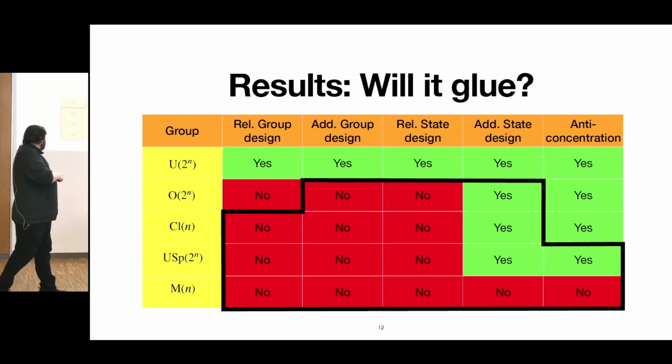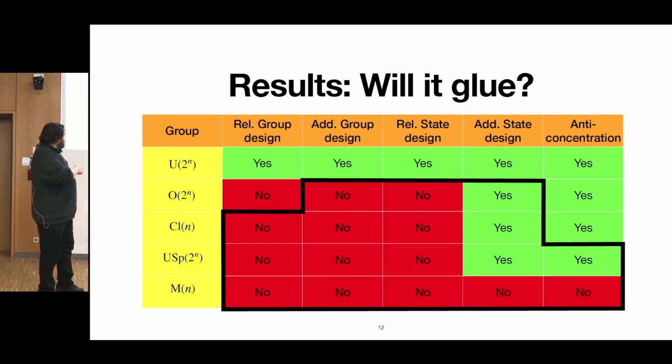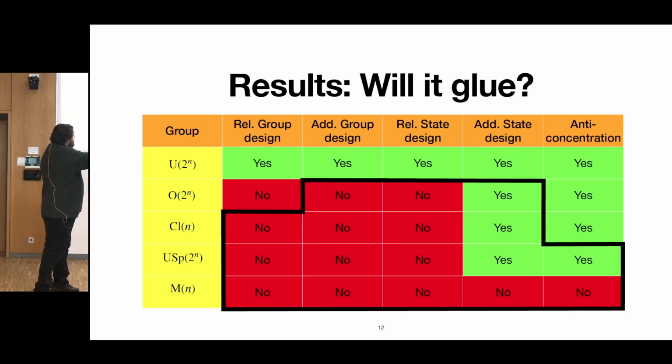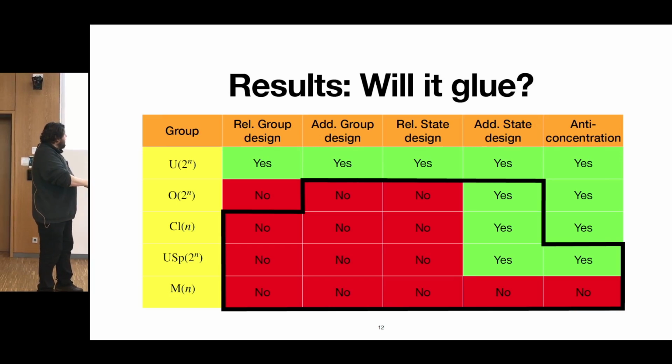So in the end, what Jonas was telling, that for the unitary symplectic group you have this gluing for the relative and additive group designs, for the relative state designs, additive state designs, and for the anti-concentration you can use this. For these other groups you have this interesting web. What I put here is what we have proved, and there are a lot of open questions that we are working on now which are still there.